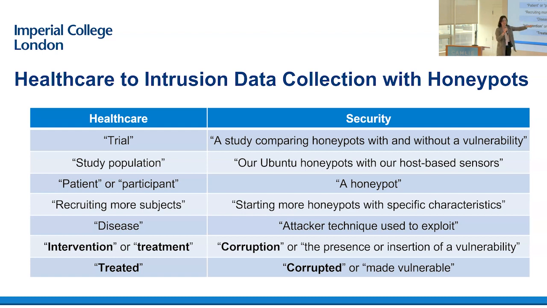Now, of course, we have our disease, which is a very easy mapping. We already talked about viruses. So for this case, it's just the attacker technique used to exploit. And then we have our intervention. And to make it more security, I've translated that to the word corruption instead of treatment. So instead of trying to assist people and defend, I'm looking at intrusion data collection. I want intrusions. I want to corrupt a device so that I can collect more information as to how people are exploiting this particular vulnerability.